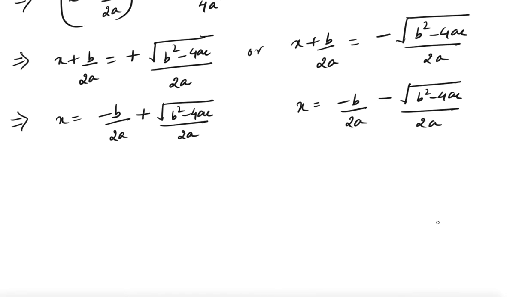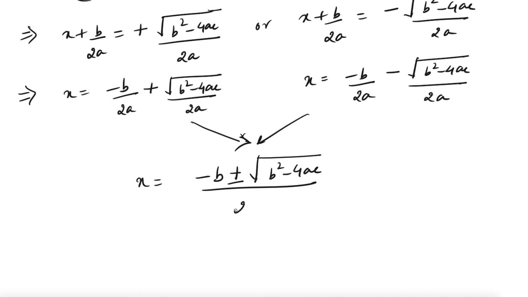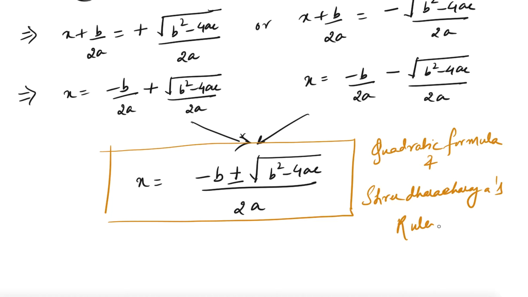Got it? So these are both of my roots. When I write them together, I can write x = (−b ± √(b² − 4ac))/2a. Now this is the formula for finding the roots of an equation, and this is known as the quadratic formula. It is also known as Shridharacharya's rule or formula. Basically this is the formula that you need to remember for finding the roots of any quadratic equation.